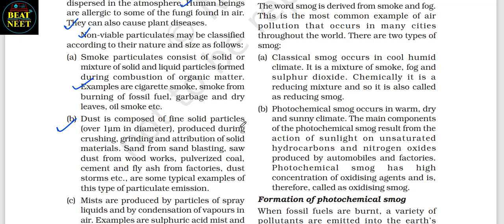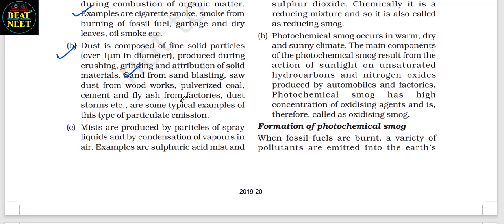B. Dust is composed of fine solid particles over 1 micrometer in diameter produced during crushing, grinding and attrition of solid materials. Sand from sandblasting, sawdust from wood works and pulverized coal, cement and fly ash from factories, dust storms, etc. are some typical examples of this type of particulate emission.